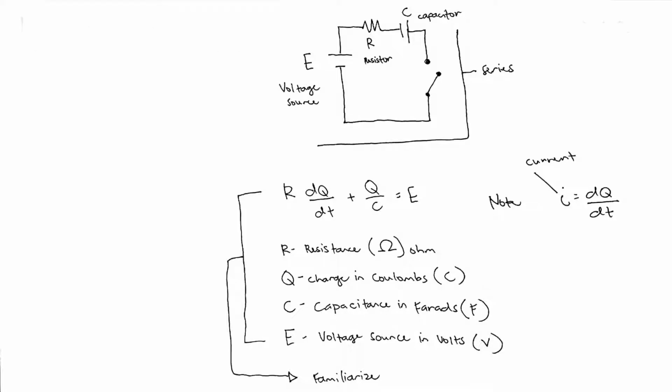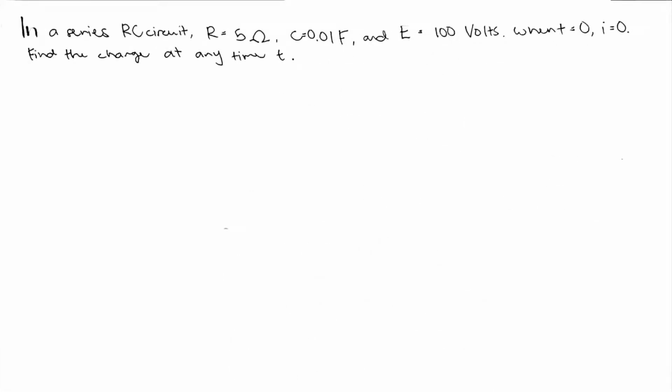Let's try to solve a problem. In a series RC circuit, R is equal to 5 ohms, C is equal to 0.01 farad, and E is 100 volts. When time is 0, the current is 0. Find the charge at any time t. What are the givens? Resistance is equal to 5 ohms, capacitance is 0.01 farad, and voltage source is 100 volts. We need to find an equation wherein we can find the charge at any time t.